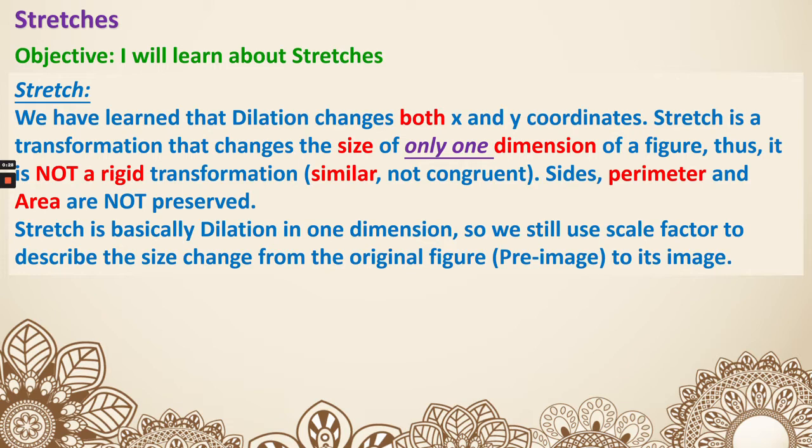But since the size changed, stretch is still not a rigid transformation. It still only creates similar figures, not congruent figures. In other words, size, perimeter, and area are not preserved, just like dilation. Stretch is basically dilation in one dimension, so we still use scale factor to describe the size change from the original figure to the image.